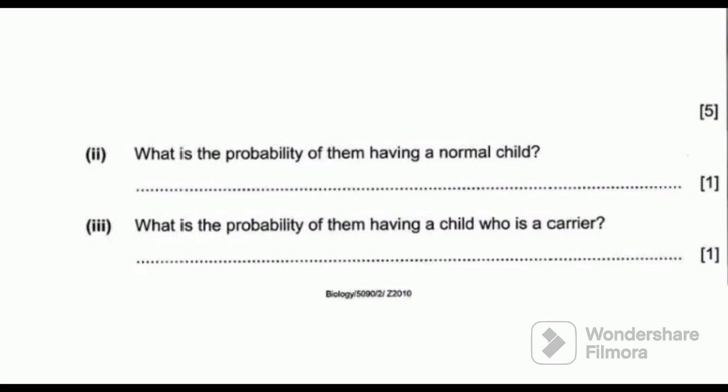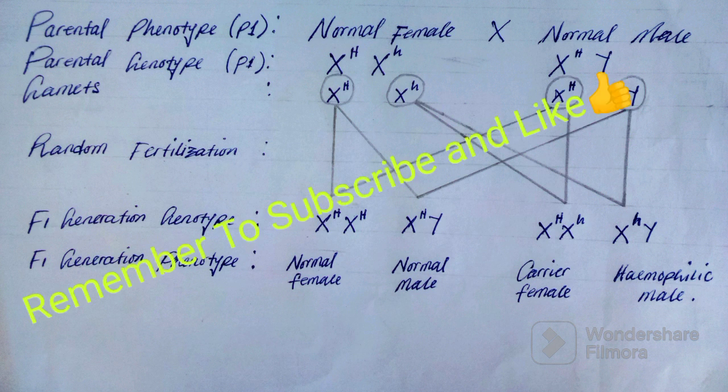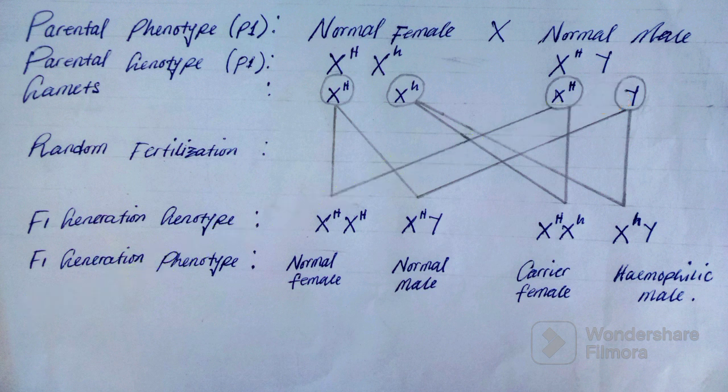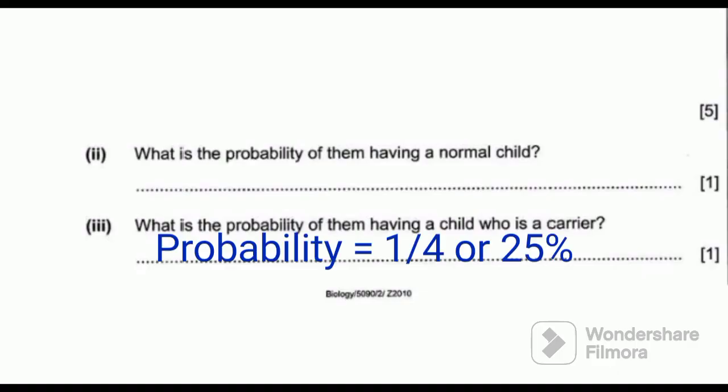The next question, what is the probability of them having a child who is a carrier? As you can see on the diagram, a carrier is only one. We only have a carrier female. So the probability is just 1/4 or 25%.